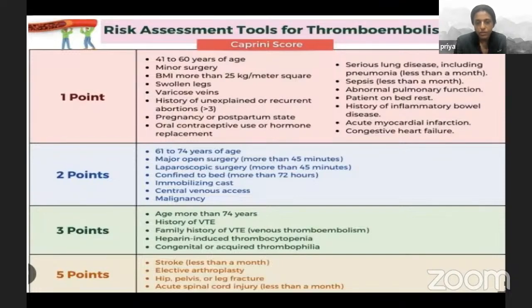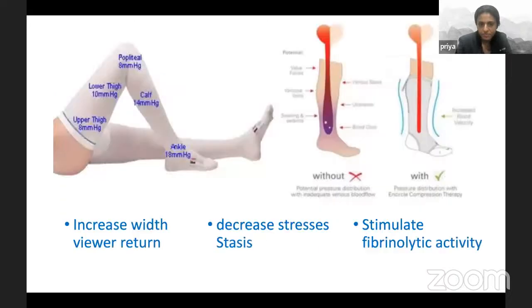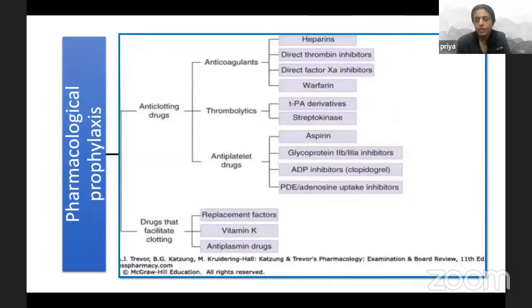Now, if you see the Caprini score, a score of 1 is given to women who are more than 41, women who have unexplained or recurrent abortions, who have used oral contraceptive pills. So many of our patients who undergo elective surgeries or emergency surgeries will have 1 or 2 of these. So the mechanical prophylaxis, what we are practicing currently is the DVT pump, that is the IPC device. Compression stockings can be used, but most of the times intraoperatively, we end up using the DVT pump.